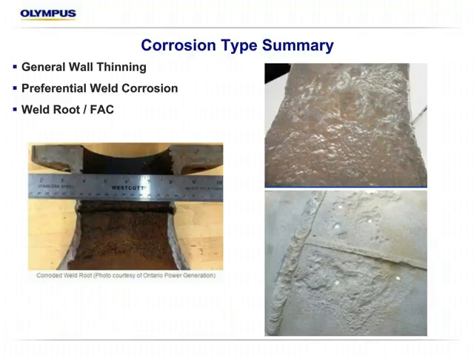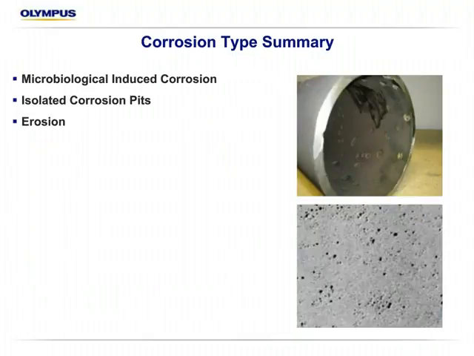But there's a lot of other ones that are very concerning for some industries, like preferential weld corrosion, shown here, where the corrosion is actually attacking at or near the weld or heat-affected zone. This one can be really difficult to detect because of the presence of the cap of the weld. Some of the traditional methods might not be so viable, so we'll touch on that one a little bit later. Weld root, flow-accelerated corrosion, microbiologically induced corrosion, isolated corrosion pits, and then we kind of lump erosion in as well.